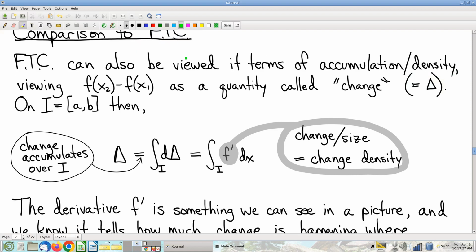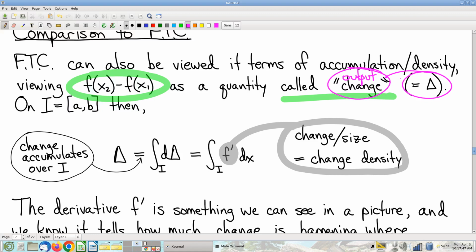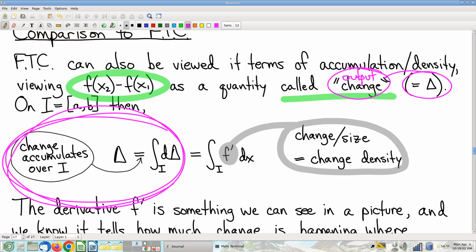The accumulating quantity is what I like to call change. And if you'd like, just for the purpose of emphasis, you can think of this as output change, which I hope will become implicit as we continue this conversation. It's denoted by delta, which I think is a pretty reasonable choice. We use this to represent change in other contexts. So this is the accumulating quantity. Change, output change, accumulates, and I represent that in the algebra here like so.